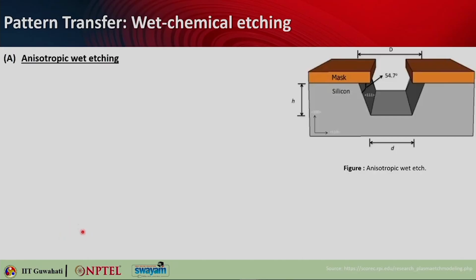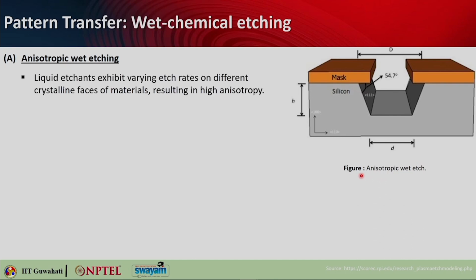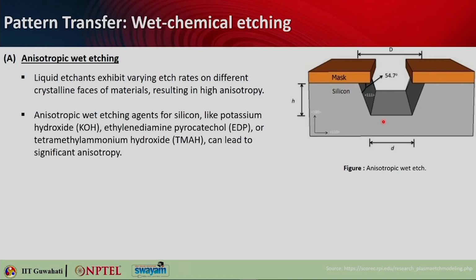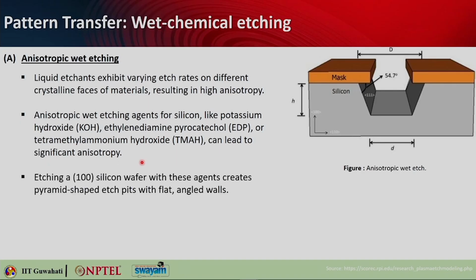As the name suggests, this is how anisotropic wet etching typically looks like. Here the liquid etchant exhibits varying etching rates on different crystalline phases of the materials, and that gives you high anisotropy. Anisotropic wet etching agents for silicon will be something like potassium hydroxide, then EDP or TMAH, and they can actually lead to significant anisotropy in the etched surface.